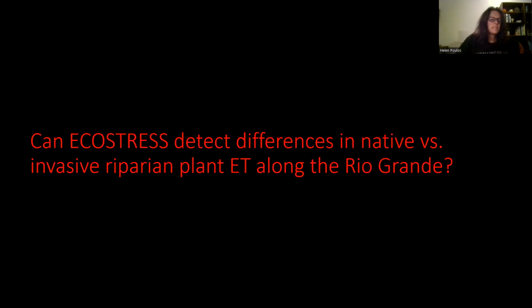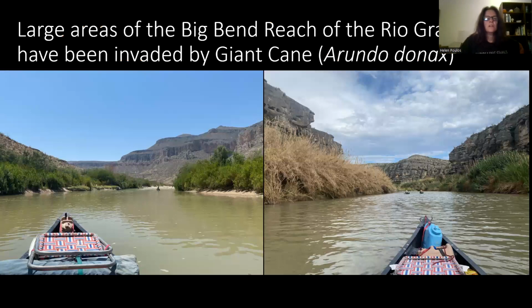And then lastly, I just want to talk about one more project that we're doing. It's looking at whether ECOSTRESS can detect differences in native versus invasive riparian plant evapotranspiration along the Rio Grande along the Texas-Mexico border. Large areas of the Big Bend reach of the Rio Grande have been invaded by giant cane. What you see on the left is a stretch of river that has native vegetation. And then on the right, you can see massive stands of Arundo donax that have come in, and it really changes the sedimentation and the hydrology of the river.